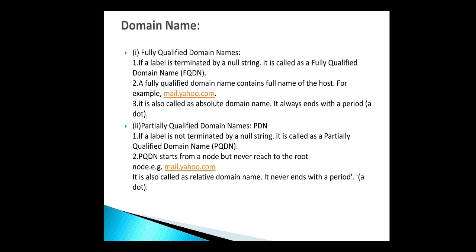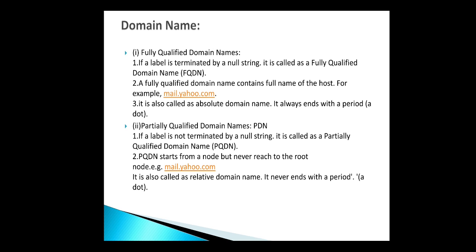Domain names may be fully qualified domain names or partially qualified domain names. The fully qualified domain name: if a label is terminated by a null string, it is called a fully qualified domain name. A fully qualified domain name contains the full name of the host. For example, mail.yahoo.com. It is also called an absolute domain name. It always ends with a period or dot.